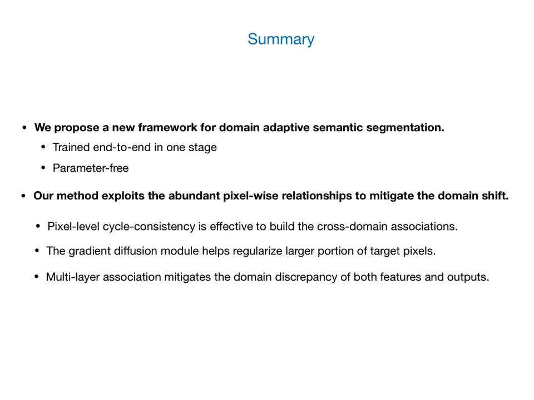We verify that pixel-level cycle consistency is effective to build the cross-domain associations. To regularize more diverse target pixels, the gradient diffusion module contributes a lot. And multi-layer association mitigates the domain discrepancy of both features and outputs. All these modules contribute to the final success of our method. So we hope our method can serve as a general framework to ease future study in this field.